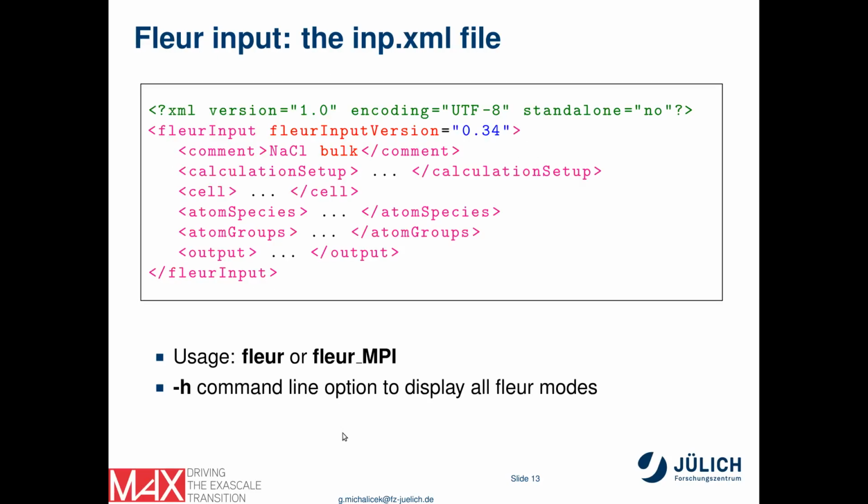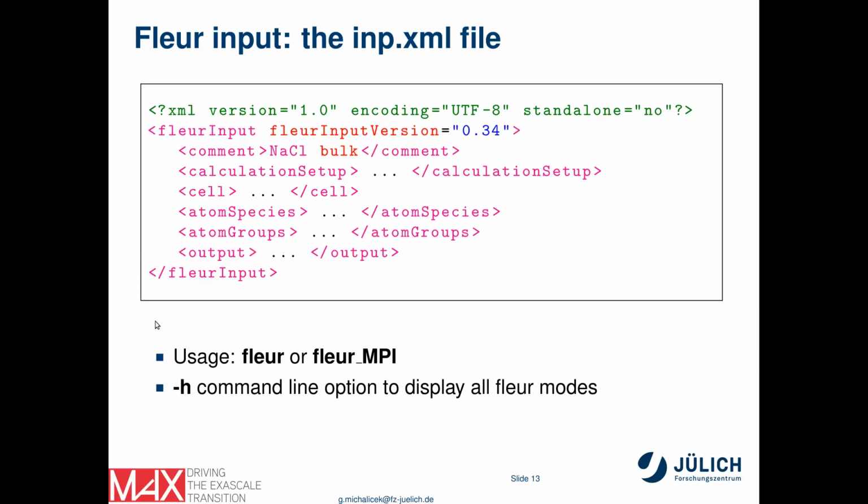So this input generator then creates a Fleur input file, or an inp.xml file, and this inp.xml file looks like this. It consists of several sections. First comes the comment again, then there's a calculation setup section with different general parameterizations, then there's a cell section that defines the unit cell and also the reciprocal cell. Then there is an atom species section and an atom group section, and finally there's an output section.